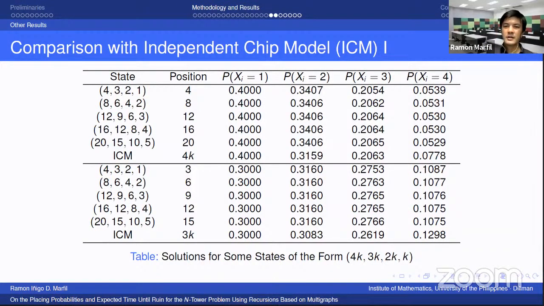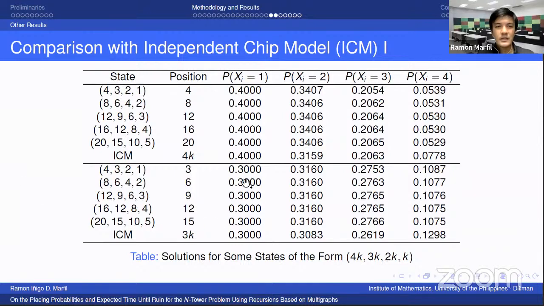So yung independent chip model, isa siya dun sa mga, or siya yung pinakamadalas gamitin para sa pag-estimate ng placing probabilities ng mga players, kung saan yung mga wealth ng mga players ay pinaglalaban. Yung kunwari dun sa n-tower problem. So yung independent chip model is one way of calculating these placing probabilities, and the independent chip model depends only on the proportions of the chips or the wealths of the players.